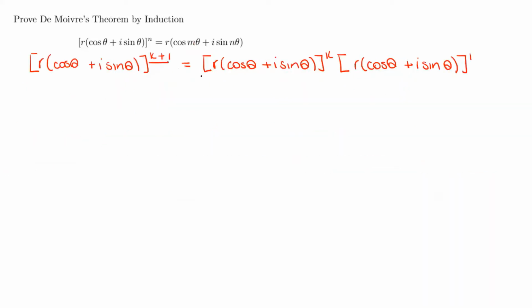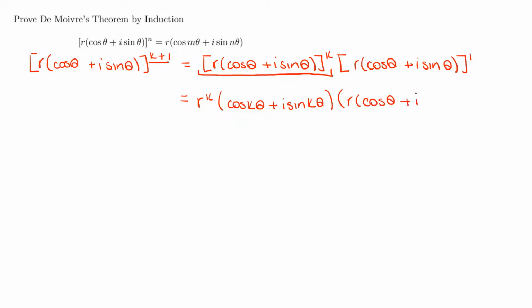And if we look here in our equation, we have that formula exactly there, the left-hand side. So we can substitute in our step 2 for that, and we're going to get r to the power of k multiplied by cos k theta plus i sine k theta. And that's going to be multiplied by r cos of theta plus i sine of theta.